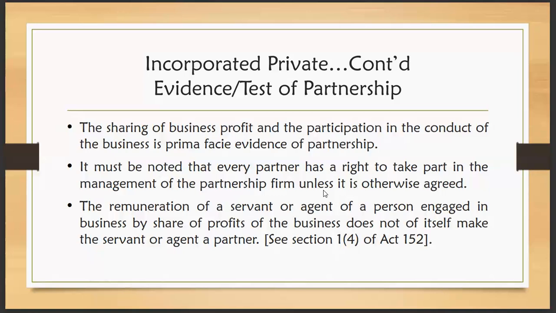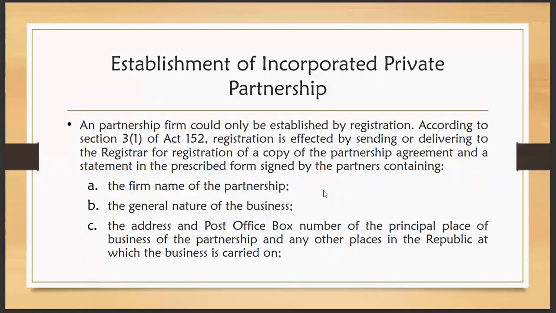And again, the remuneration of a servant or agent of a person engaged in business by share of profits of the business does not of itself make the servant or agent a partner. Maybe if you have like a commission agent or something, someone is supposed to get customers to come and buy your goods, and now you give the person a commission. That does not mean that there's an incorporated private partnership between you and that person. No. And that is what section 1, subsection 4 of Act 152 is referring us to.